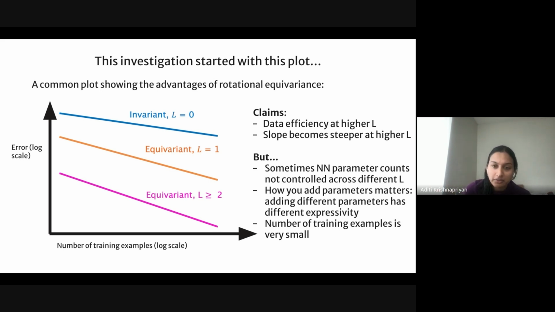The other aspect of this is how you add parameters matters. So we saw that in some cases when parameter count was controlled for, different parameters have very different expressivity, and how you add parameters to the model can really change that expressivity. And finally, these plots often deal with really small amounts of training data. So this sometimes assumes that there's only 10 data points of DFT simulated data. And of course, we're way beyond that data regime at this point.